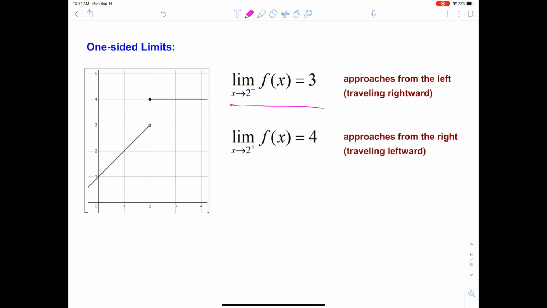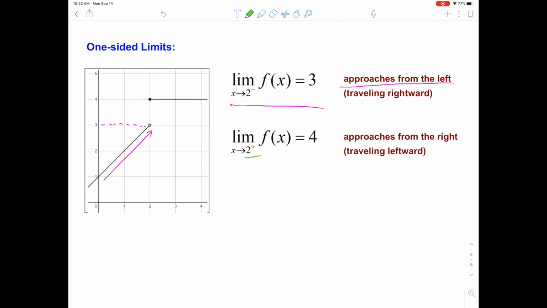What that little minus sign means is that we are approaching from the left. So that would be us traveling upwards on the graph in this direction, and you'll notice that that leads to a height of 3. Even though the function is not defined there, the limit as we get exceptionally close becomes a height of 3. Now I'll switch colors for the other one because it's important to distinguish.